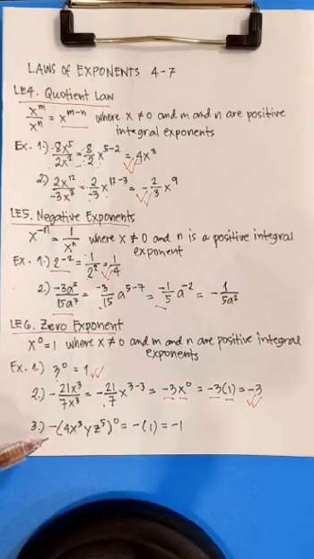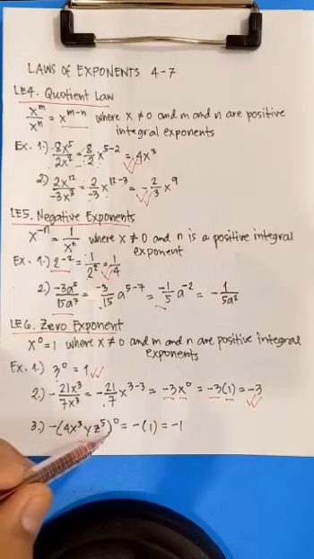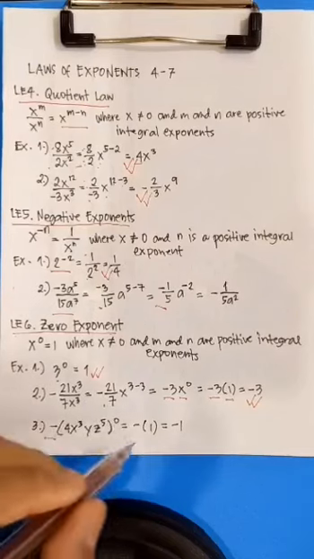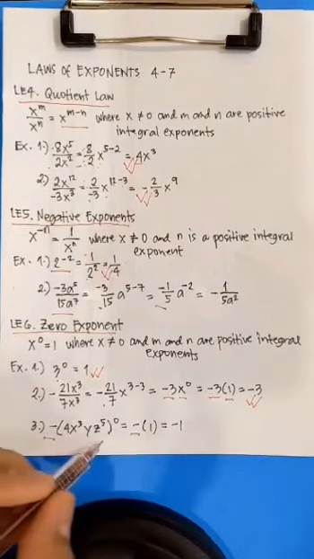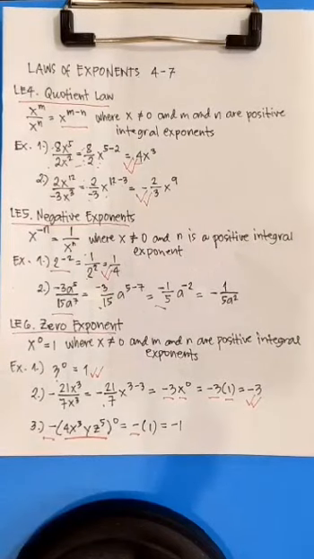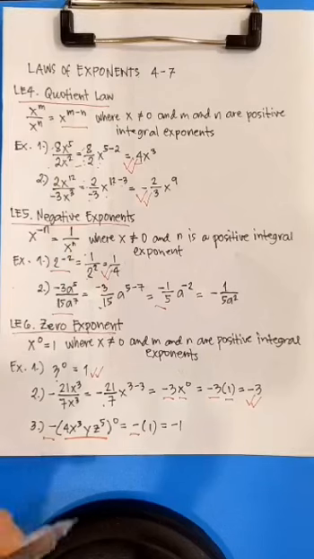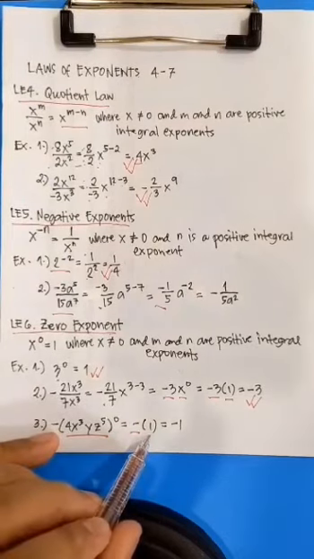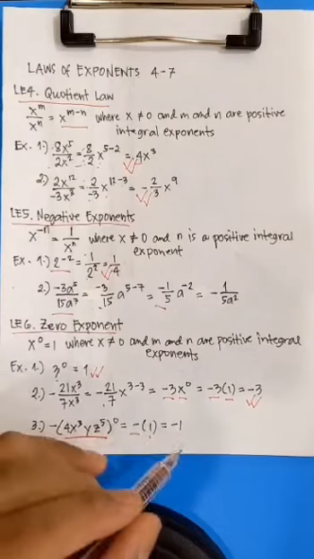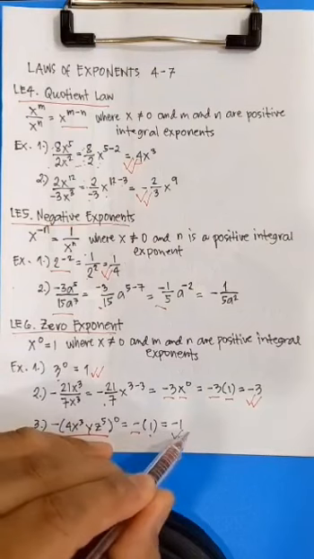Next, negative quantity 4x cubed yz to the 5th raised to 0. Now, the negative sign outside, you just copy it here, and then the whole thing inside the parenthesis raised to 0 is equal to 1. So therefore, you will have the negative sign and 1. So therefore, the final answer will be negative 1.